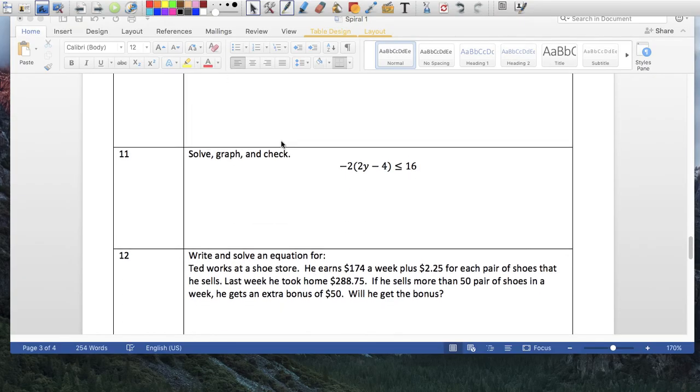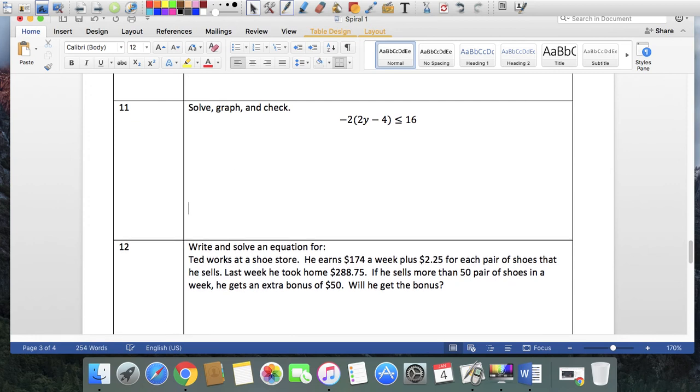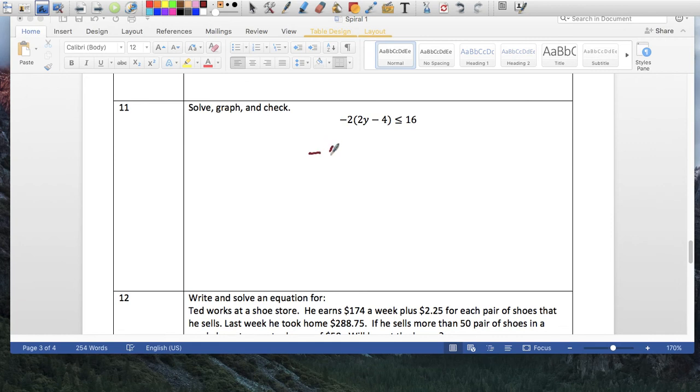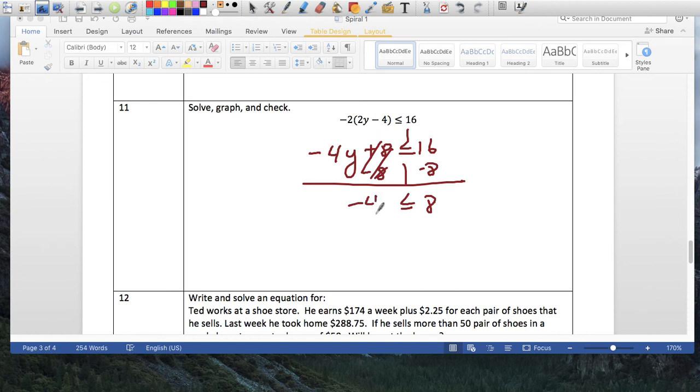11. Solve and graph. Hopefully this is less of a pain to do. Distributive property first. You get negative 4y plus 8 less than or equal to 16. Let's do minus 8 on both sides. And 16 minus 8 is 8. Less than or equal to 8, this is 0, negative 4y. We're going to divide both sides by negative 4. And y is going to be greater than or equal to negative 2.